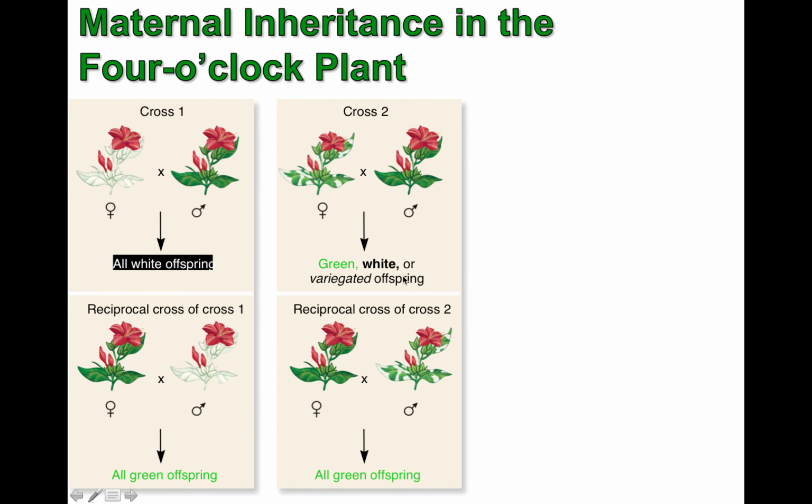If we do a test cross with a variegated female plant and a green plant, we end up with offspring that could be green, white, or variegated. And if we do the reciprocal of this, where our female plant is all green and our male plant is variegated, we get only green offspring.